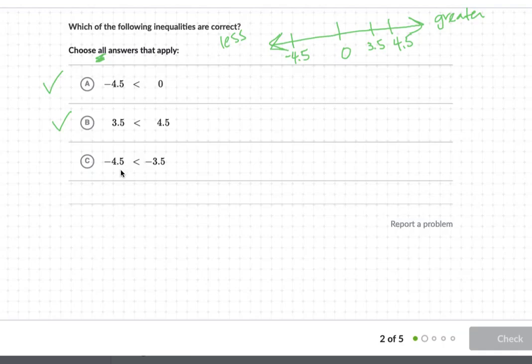The next one says -4.5, this one right here, is less than -3.5. Okay, this one's a little trickier. So we know that negative numbers are going in the opposite direction.